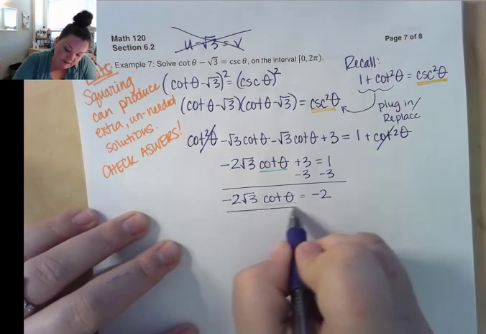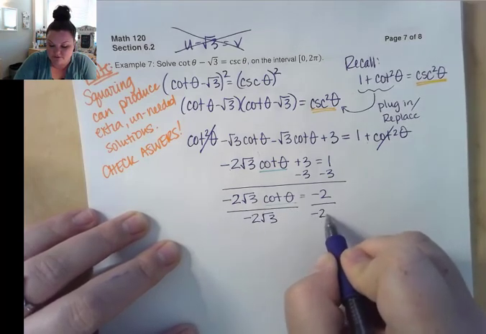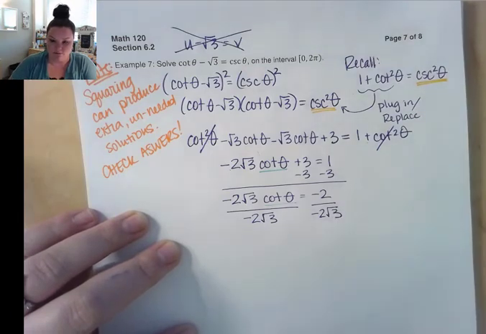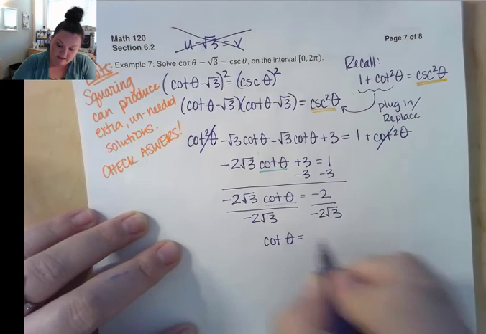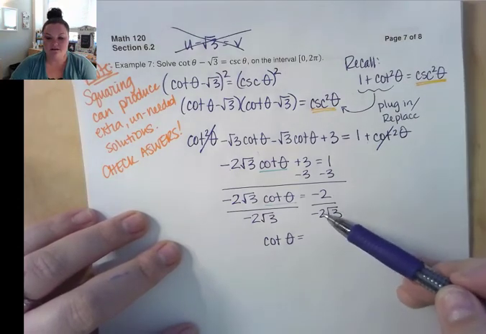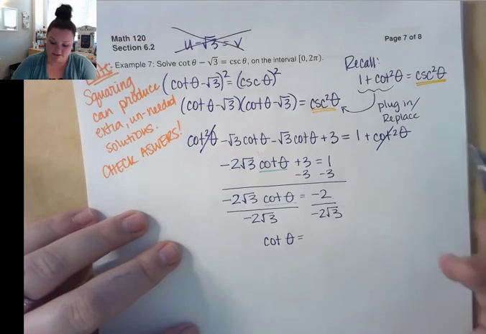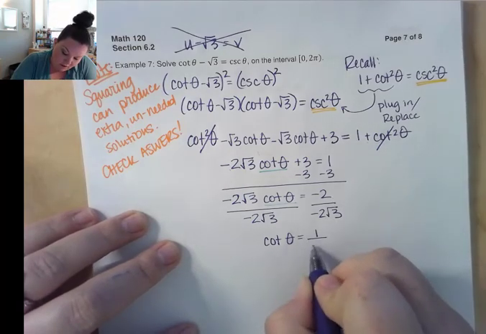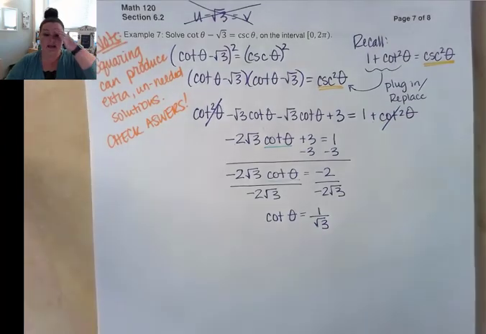So I can just divide that off. -2 square root of 3 and -2 square root of 3. So when I divide that off, now I know that cotangent theta is equal to, well, a negative divided by a negative is a positive, and I can also reduce by 2. So that gives me 1 over the square root of 3. Okay, and this is good.